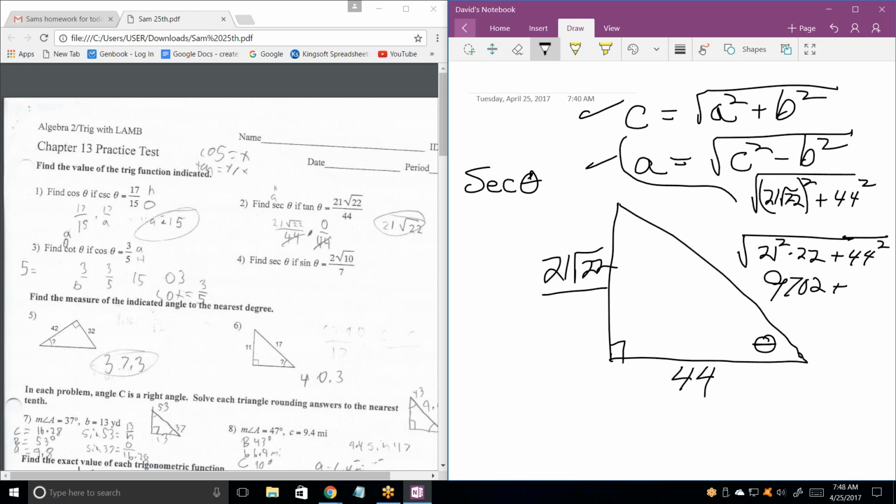44, I'm doing this on a calculator that doesn't have a lot of keys. That's 1936. I got to add that to 9,702. I get 11,000, and then I want to take the square root of that. I get 107 and change. He didn't even make it a round number. 107.8.